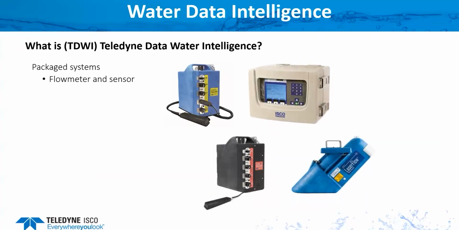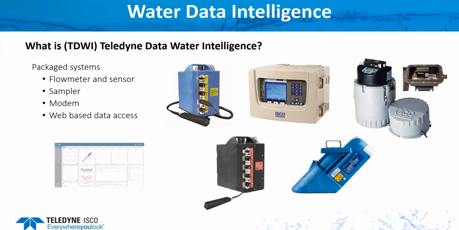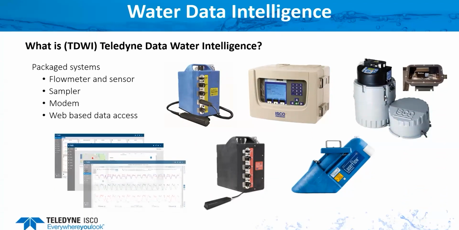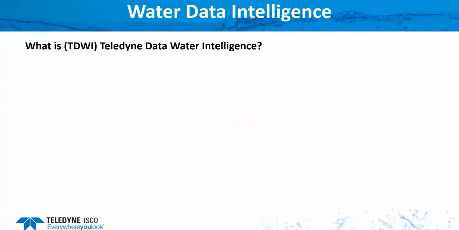And as we go through this presentation, we're going to talk about some different package systems that are going to be available, such as the flow meters and sensors. You can use water samplers for pre-treatment studies, modems that are going to be inside the units, and the external modem for the samplers. We're going to discuss the web-based data access. So as long as you have access to the internet, you'll be able to get your data.